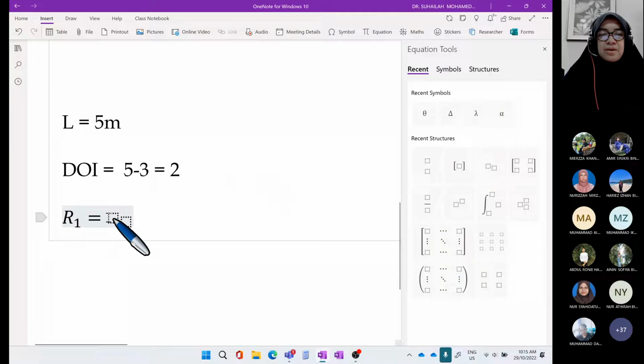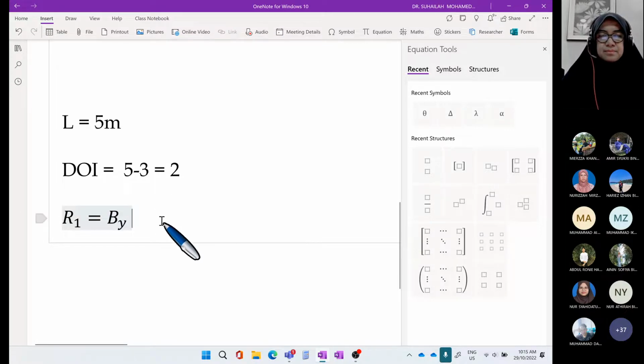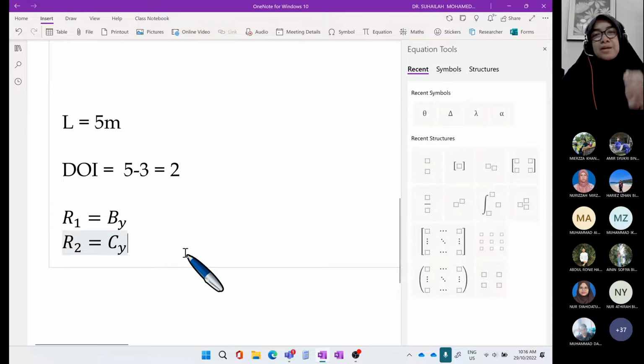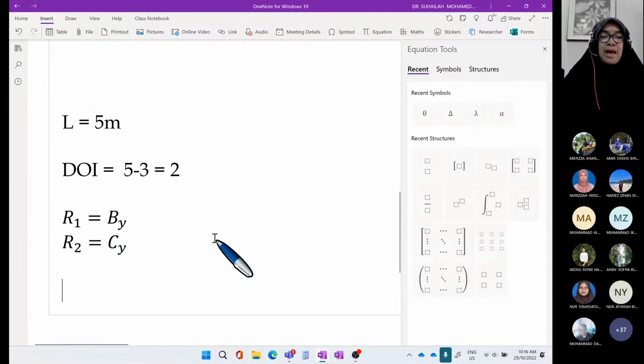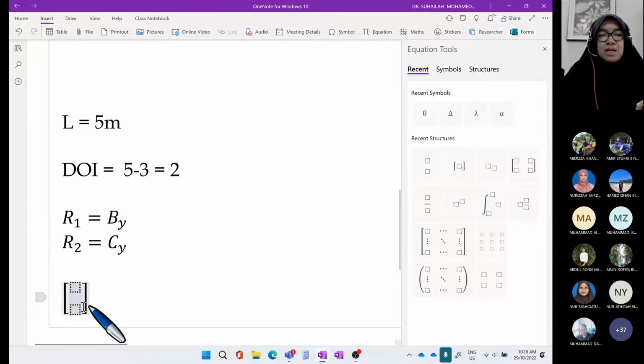BY is the first redundant, and CY is redundant 2. These are the two redundants that we are going to remove from the actual beam. After removing the redundants, the beam changes from the actual beam to a determinate beam. From this we can straight away write the standard form of the compatibility equation.